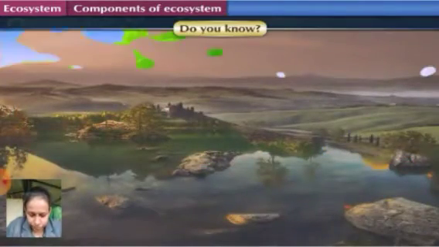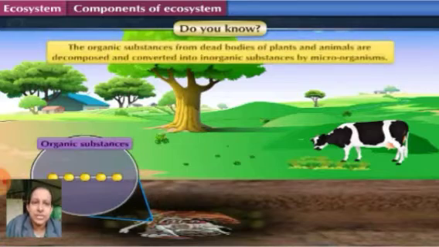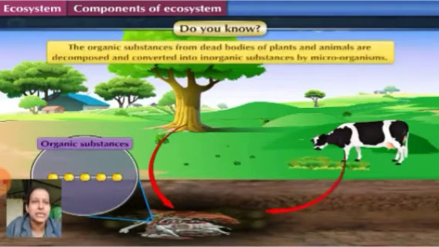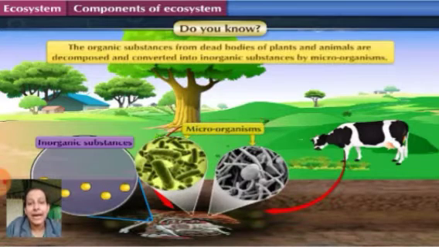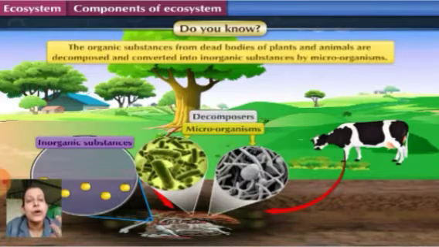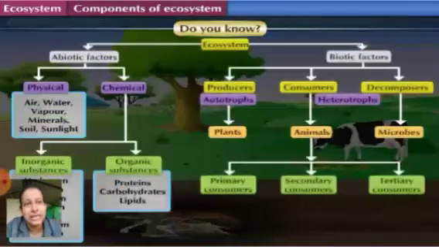Now, do you know the fact? The organic substances, that means the remains of the dead bodies of plants and animals, are decomposed and converted into inorganic substances by microorganisms. So remember this: microorganisms decompose the organic substances, that is the dead remains of the plants and animals, and therefore they are also called decomposers.